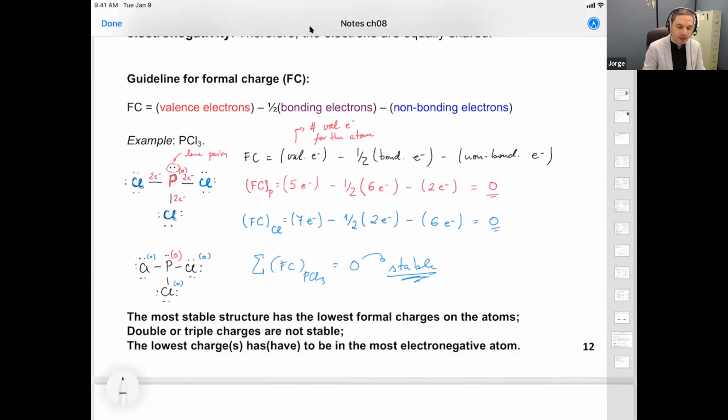To determine the stability, we will always follow these 3 points that I'm showing here at the bottom of the slide. First, the most stable structure has the lowest formal charges on the atoms, meaning formal charges of 0. Double or triple charges are not stable, either positive or negative. And if there is a negative charge, this charge has to be located on the most electronegative atom, because those are the atoms that pull the electrons the strongest.